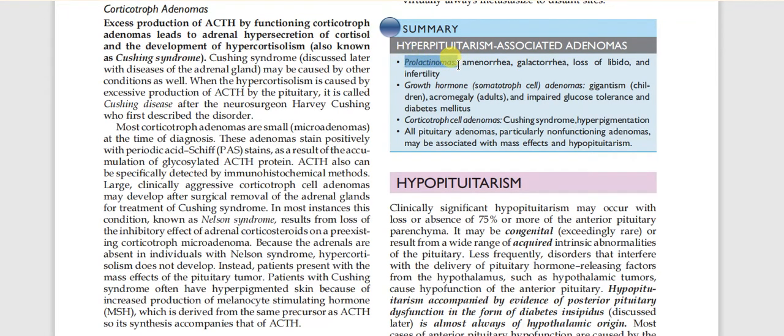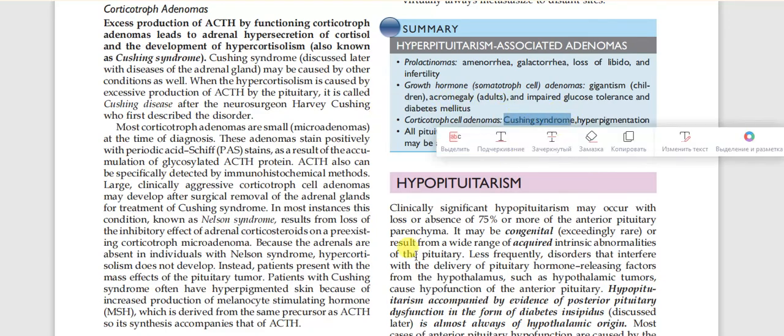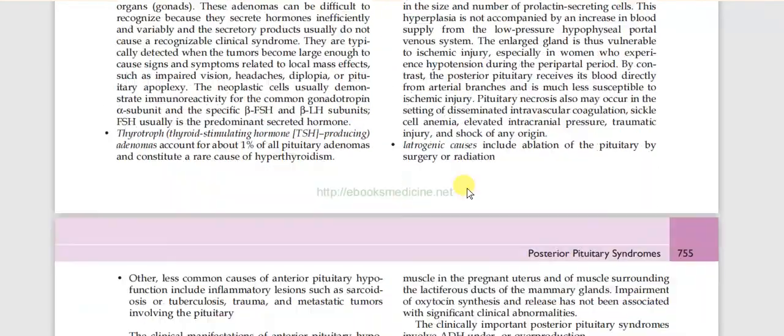Summary. More commonly we have prolactinomas, which lead to, first of all, infertility, and in females especially cause amenorrhea and galactorrhea. Growth hormone excess in childhood causes gigantism, in adults causes acromegaly, and impairs glucose tolerance and causes diabetes mellitus. Of course, diabetes mellitus is secondarily formed here, but we'll discuss the mechanism of this. It's a little more complicated than just the direct action of growth hormone. Corticotroph cell adenomas are also very typical, causing Cushing syndrome and hyperpigmentation.